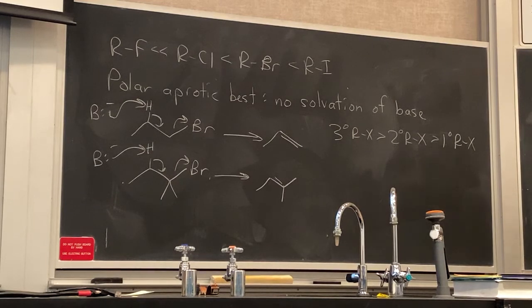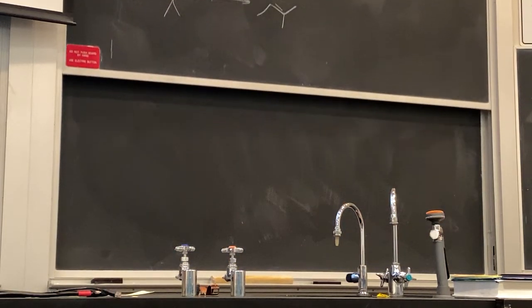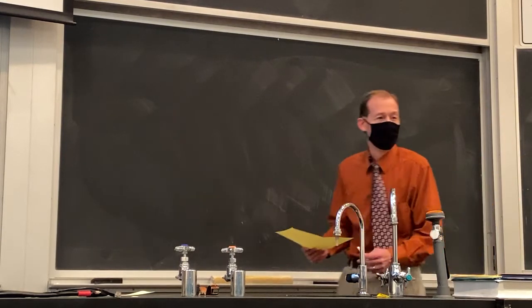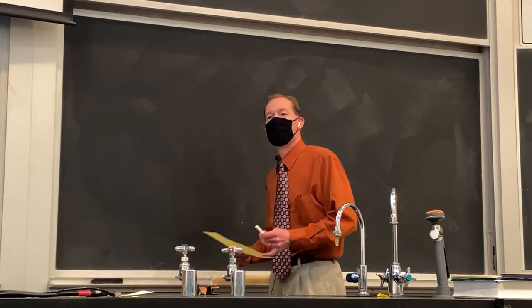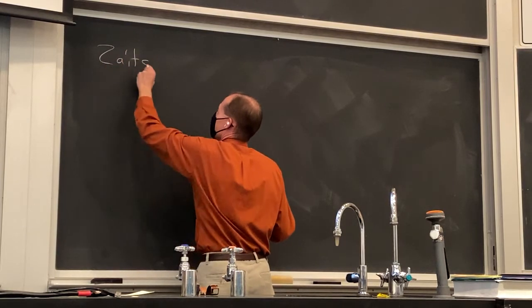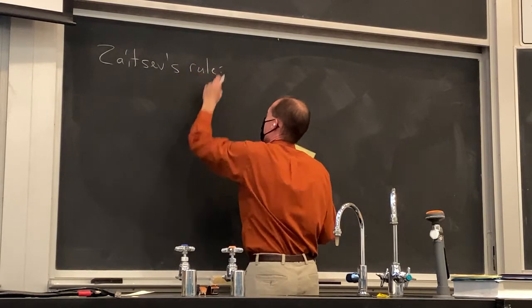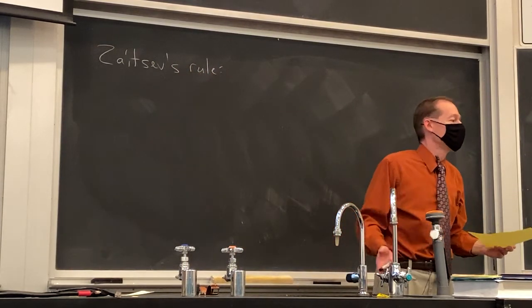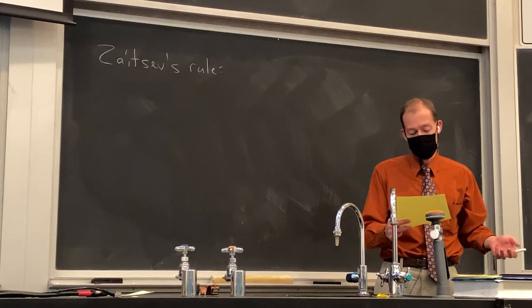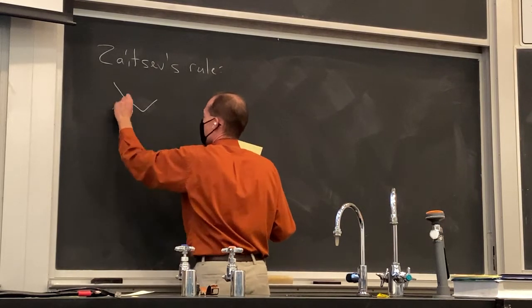Okay, so let's talk about something that is known as Zaitsev's rule. And this was discovered by a Russian chemist named Alexander Zaitsev. And he was performing chemistry in 1875 in Russia at a university called Kazan. And he was studying dehydrohalogenation reactions. He was studying the types of eliminations that we're studying in this class. And he noticed something.